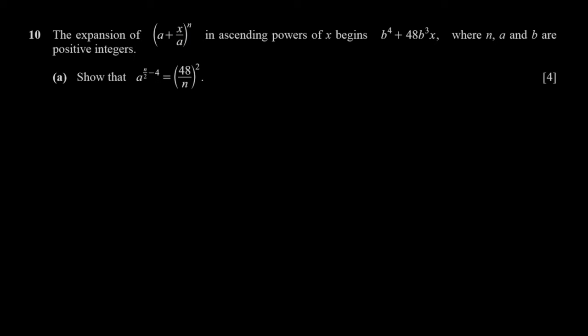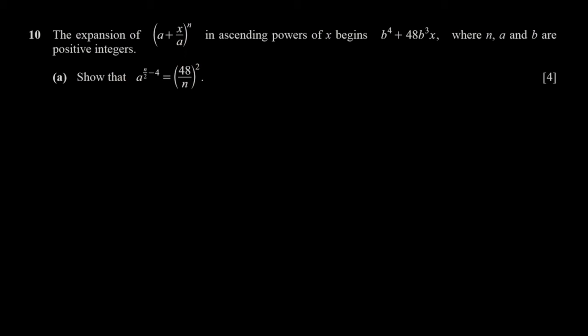Okay, then question 10, which is a binomial expansion question. The expansion of this thing here in ascending powers of x, that means the x powers get bigger, right? So x to the power of 0, x to the power of 1, x to the power of 2, begins in this way, where n, a, and b are positive integers. We want to show that a to the power of n upon 2 minus 4 is equal to this.